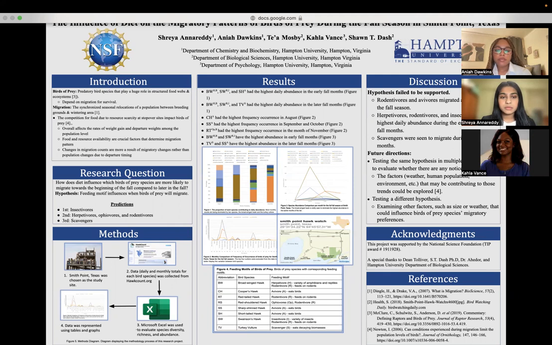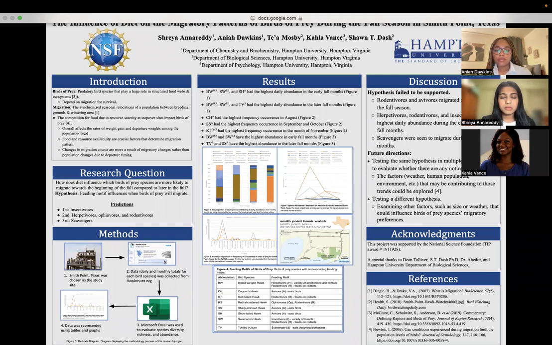So next is our methods section. For our methods, our site was located in Smith Point, Texas. This site is mostly a coastal marsh with oak motts and fallow fields. And the observers at this site work on top of a 7-meter tower with the goal of monitoring population trends.